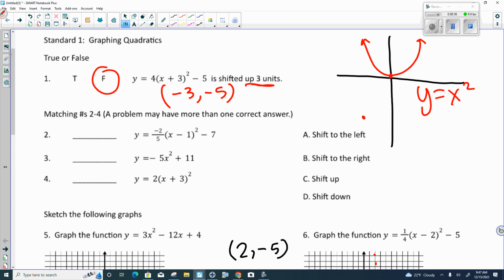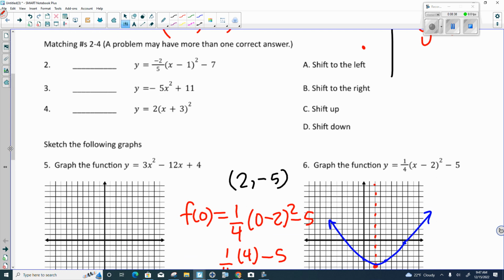Okay. Matching. I wish that these had a reflection over the y-axis, because I think that's also very important to notice, but it doesn't even ask you about it. So here again, if you know where the vertex went, you can pick A, B, C, or D. You just need to know where the vertex went. It started at 0, 0, parent function, and it's moving.